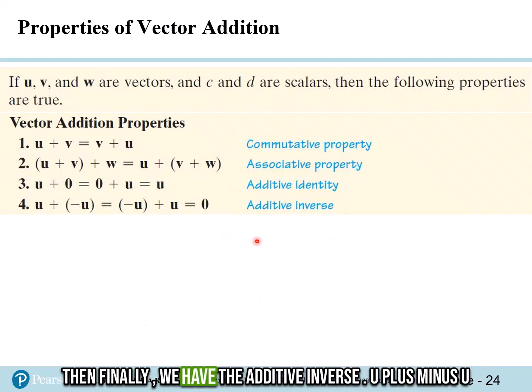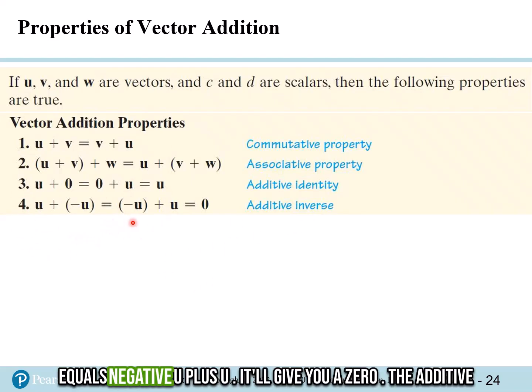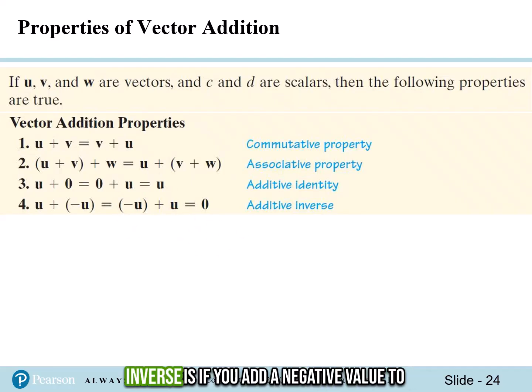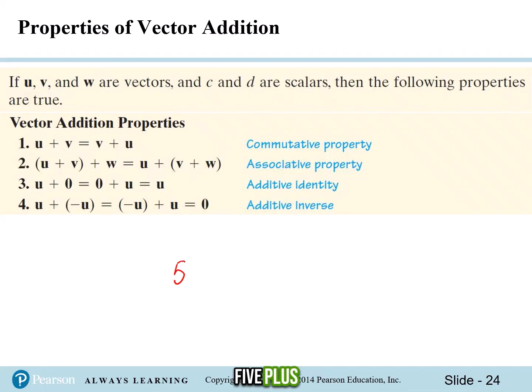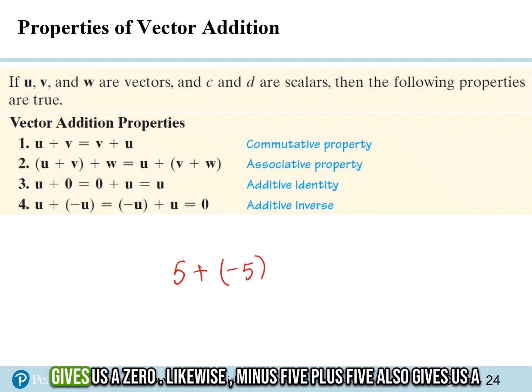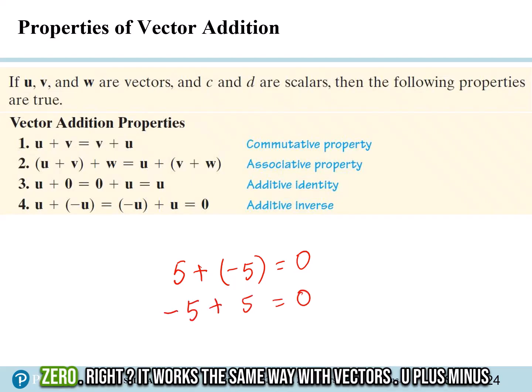And then finally we have the additive inverse. u plus minus u equals negative u plus u. It'll give you a 0. The additive inverse is if you add a negative value to its positive counterpart, you end up with a 0, correct? Therefore, 5 plus minus 5 gives us a 0. Likewise, minus 5 plus 5 also gives us a 0, right?